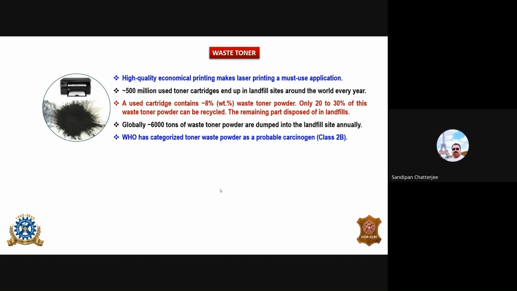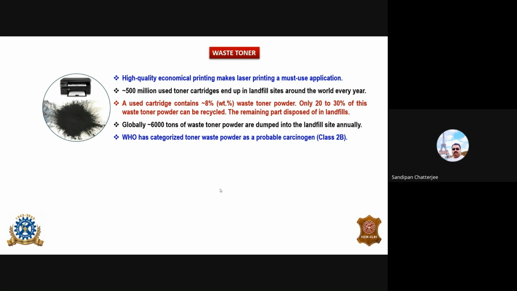The used toner cartridge contains 8% of the initial toner content as waste. Whenever we use a laser printer for printing, it always generates a little amount of residual toner or waste toner, which accumulates in a particular compartment in the cartridge itself. So after we exhaust the print cartridge, we discard the cartridge, and this waste goes with it. It is 8% of the total weight. Big market players like HP and Canon are trying to recycle these things, but they are able to utilize only 20 to 30% of this toner waste powder for the preparation of new cartridges.